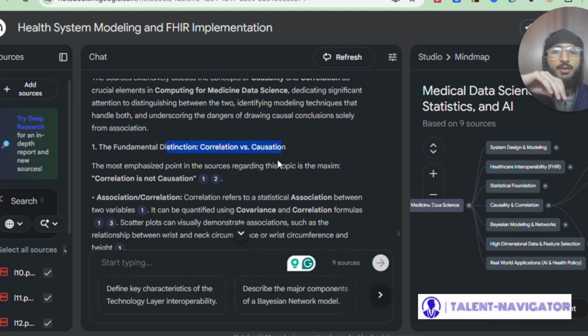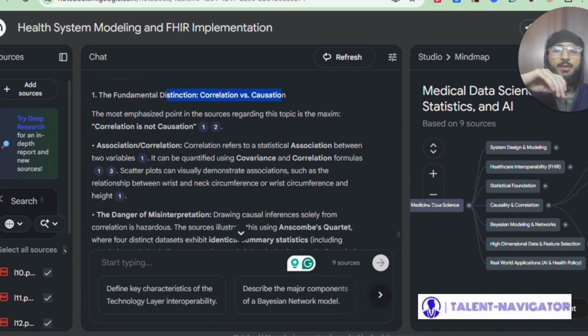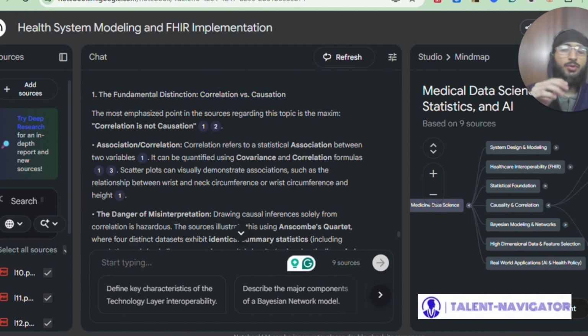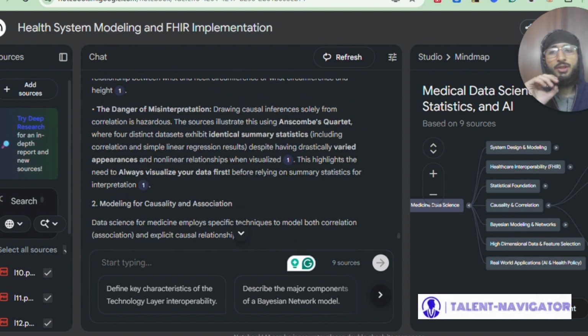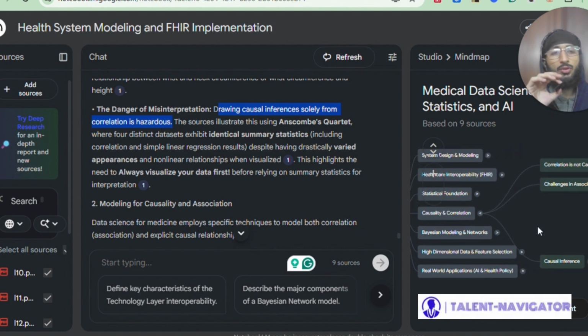The fundamental distinction between correlation and causation. What is association or correlation? It basically refers to the statistical association between two variables, right? Any two variables, we have association or correlation between them. It can be quantified using the covariance and correlation formulas. Scatter plots can visualize these associations, such as the relationship between wrist and neck circumference or wrist circumference and height. The danger of misinterpretation is that drawing causal inferences solely from correlation is hazardous, right? That is why it is said correlation is not causation.